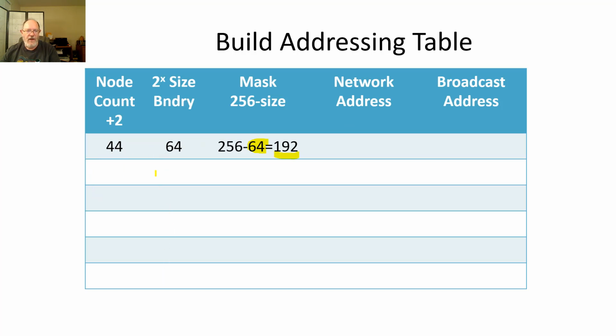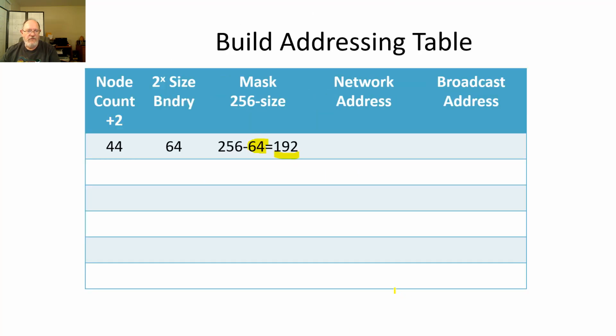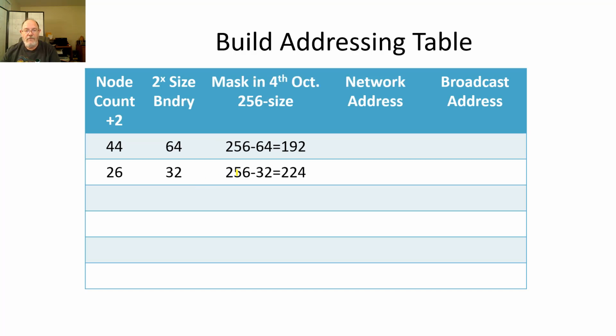Our second biggest network, if we recall correctly, let's go back to the diagram, is LAN C with 24 nodes. And when we fill this in, that means we need a total of 26 IP addresses. In this case, the binary boundary will only be 32. That's the next higher power of 2 above 26. Our subnet mask on this interface is going to be different than our first one, hence the concept of variable length subnet masking.